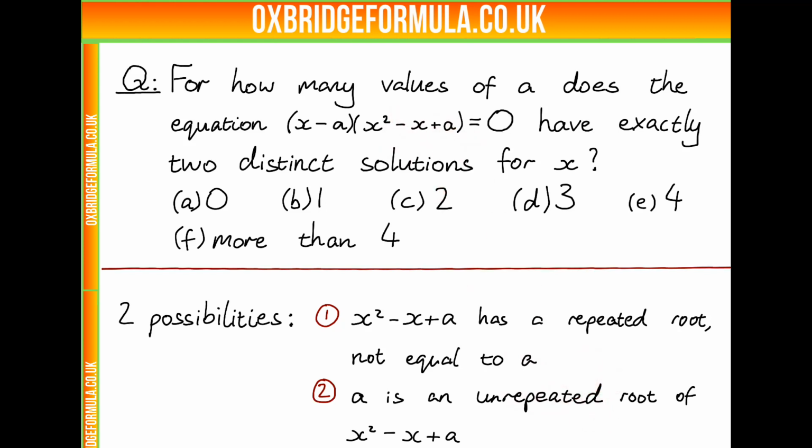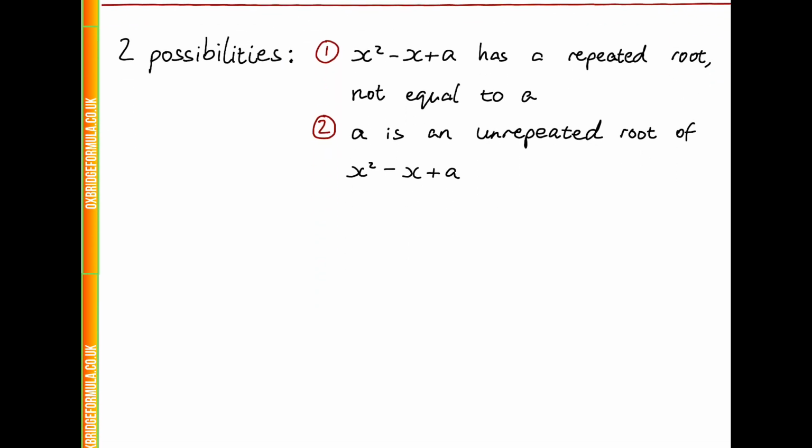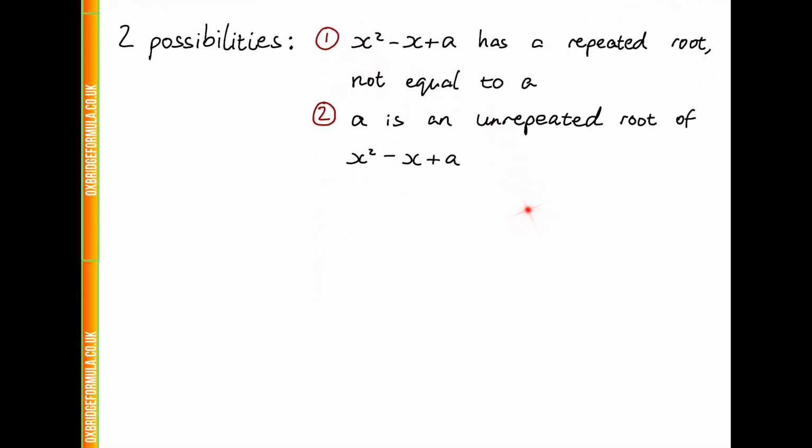Okay, so now let's have a look at case 1. So if x squared minus x plus a has a repeated root, what does that mean? Well, that means that it can be factorised as (x minus b) squared for some number b, but we need to have b not equal to a, because b is going to be the repeated root of this equation. Okay, so what can we do now? Well, we can expand out this bracket, (x minus b) squared, and that's equal to x squared minus 2bx plus b squared. And we need this to be exactly the same expression as x squared minus x plus a.